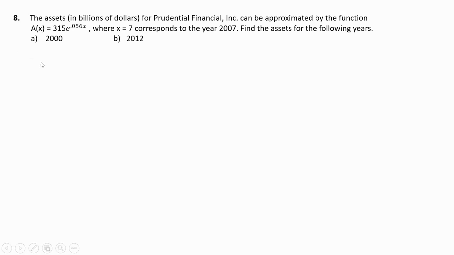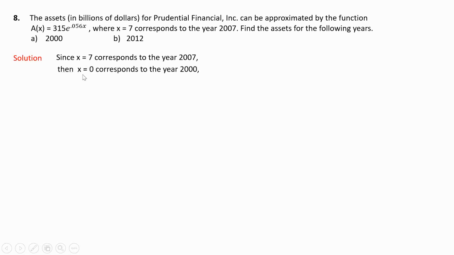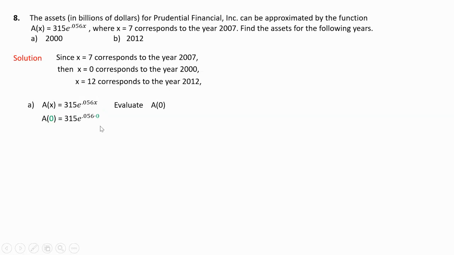So for the year 2000, if x equals 7 corresponds to the year 2007, then x equals 0 will correspond to the year 2000. And for part B, x equals 12 will correspond to the year 2012. So for part A, I'm going to evaluate A of 0, which means I just plug in 0 for the x's. We know e to the 0 gives us 1, so the answer will be 315 times 1, which is 315. And remember, it's in billions of dollars, so it will be $315 billion.